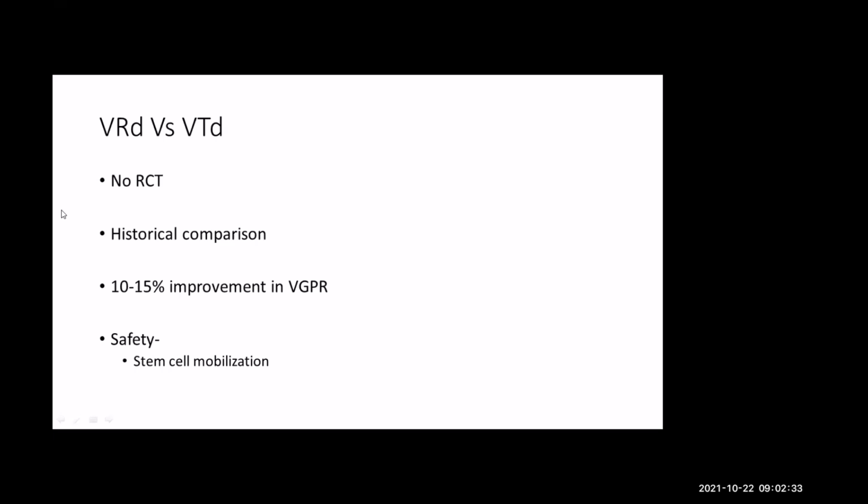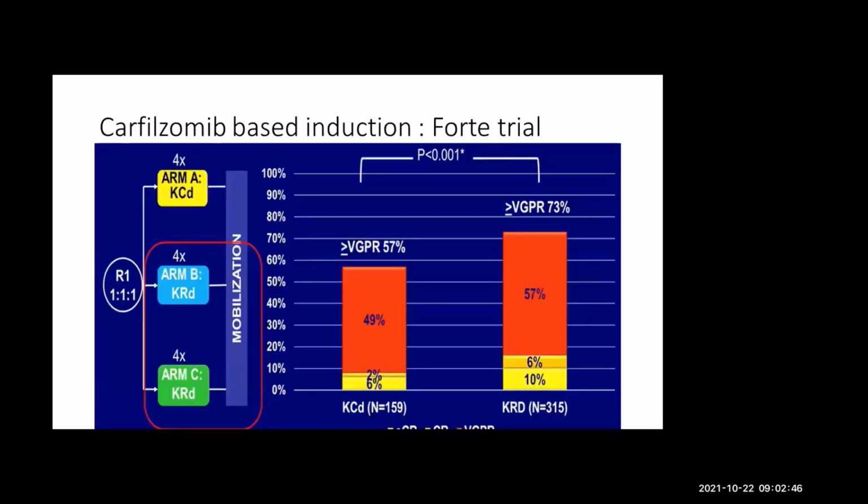So myelosuppression. It also hampers stem cell mobilization. So when you are using VRD, you should collect your stem cells early rather than deferring them. And myelosuppression is an important side effect because of lenalidomide, which should be kept in mind.